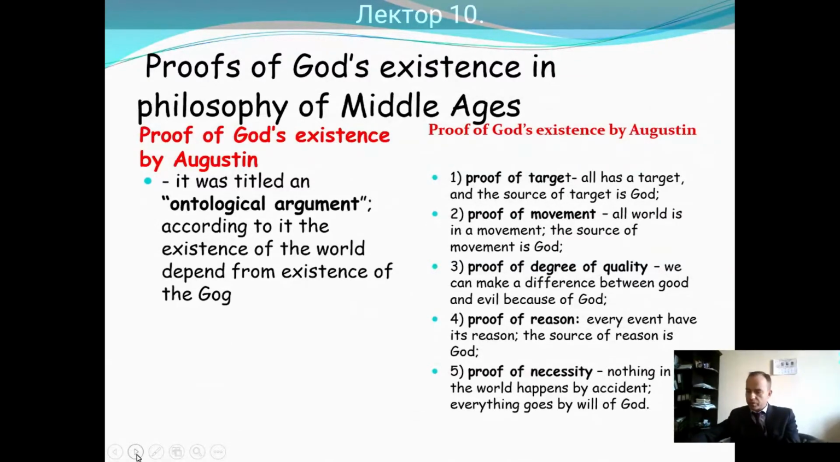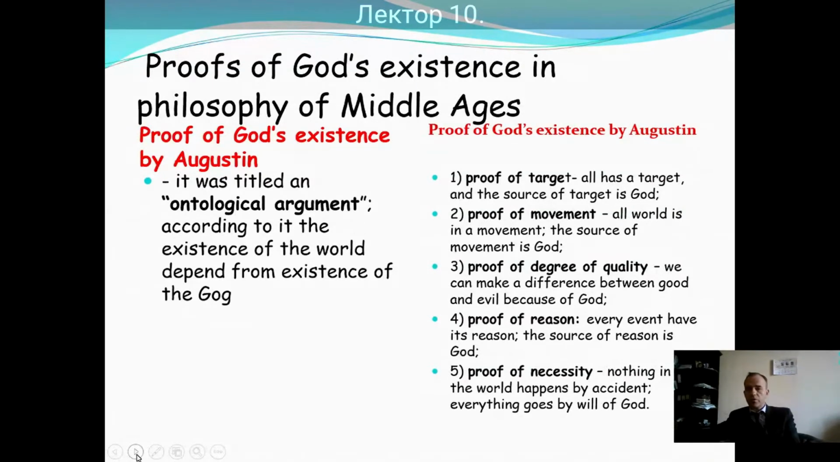Thomas Aquinas created five proofs of God's existence, and now I will tell you about them in brief. So the first one, the proof of target. Everything in our world has a target, and the source of the target is God. The next, the proof of movement. All the world is in movement, and the main source of movement is God. The proof of degree of quality: according to this proof, we can tell the difference between good and evil because of God. God gives us this possibility. We can use it only by the will of God.